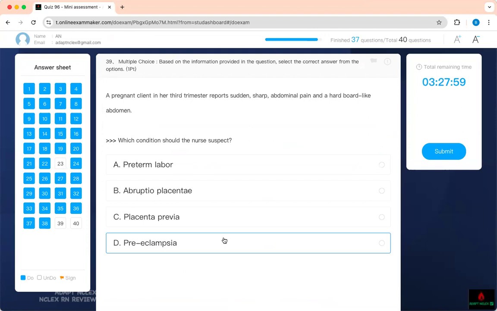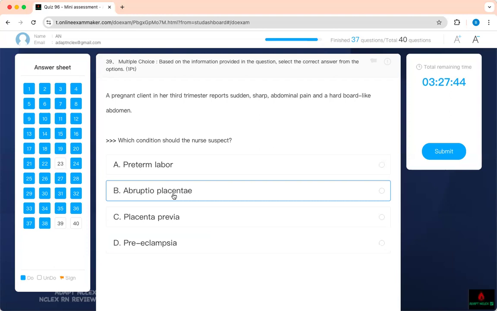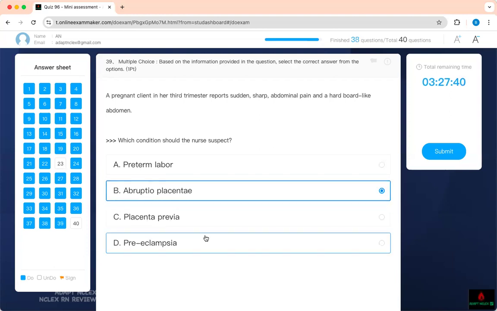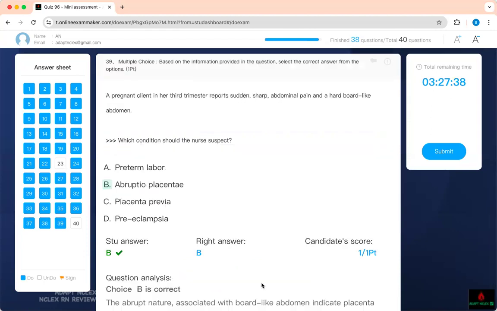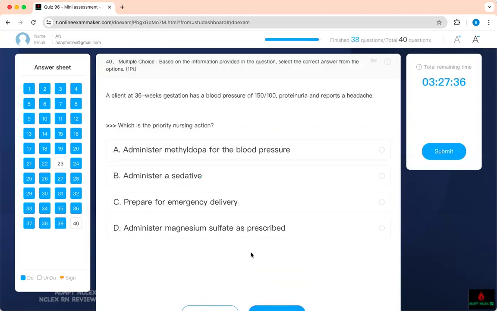Which condition should the nurse expect? A pregnant client in the third trimester reports sudden onset of sharp, board-like abdominal pain. That's like peritonitis. Which of those represent peritonitis? Preterm labor does not do that. Abruption does. Previa is painless. Preeclampsia has nothing to do with it.